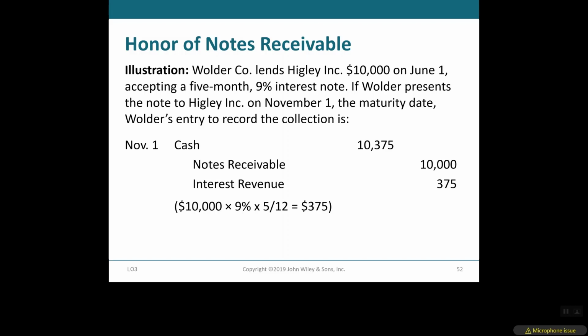10,375. So we debit our cash because it's an increase in cash. Notes receivable is a reduction, so we're going to credit it. And interest revenue is an increase in our revenue account, and that's why it's credited. Okay, so how did we calculate that amount? We had the 10,000 times the 9%, which is the interest, times 5 months divided by 12. June 1, so that's why we have 5 divided by 12, because they're giving us the rate for the year.